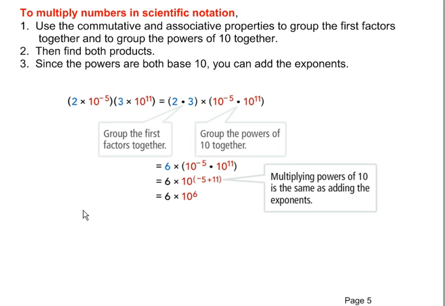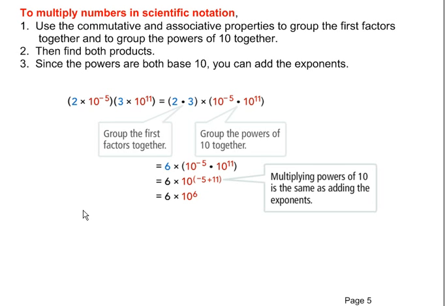Next, we have multiplication of numbers in scientific notation. Step number 1 says use the commutative and the associative properties to group the first factors and to group the powers of 10 together. Then find both products. Since the powers are both base 10, you can add the exponents, which you already know how to do because that's what we did with topic 3.